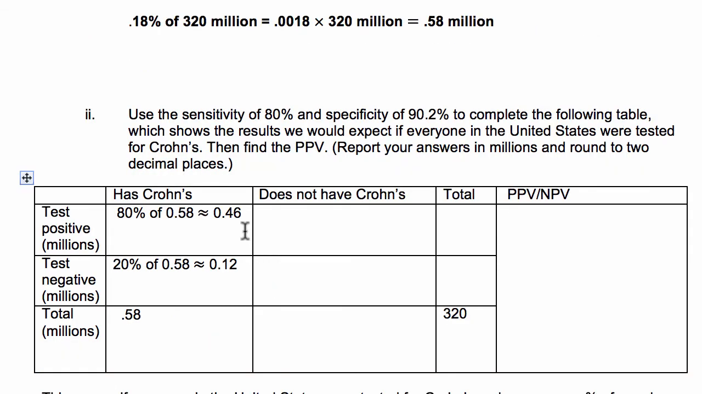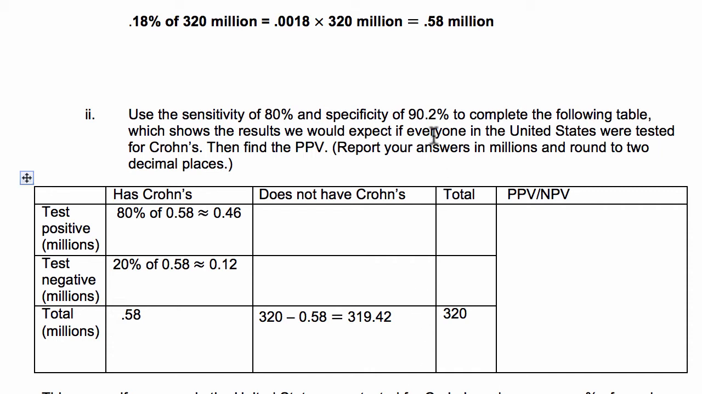Notice the number of people who have Crohn's disease and tested positive, plus the number of people who have Crohn's disease and tested negative, adds up to the total number of people with Crohn's disease. Now let's work on the column that represents people that do not have Crohn's disease. We have that 0.58 million out of 320 million Americans suffer from Crohn's disease. This means 320 million minus 0.58 million, or 319.42 million Americans, do not have Crohn's disease.